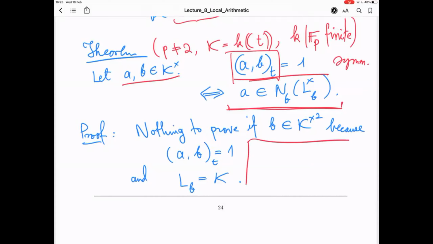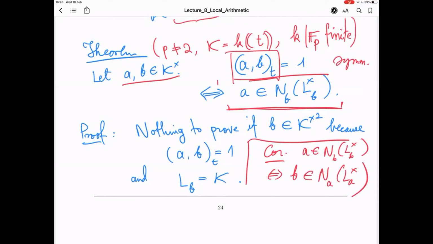So there's one nice corollary of this, which is that a is a norm from lb star if and only if b is a norm from la star. Once we have proved this theorem, that follows from the symmetry of the Hilbert pairing.